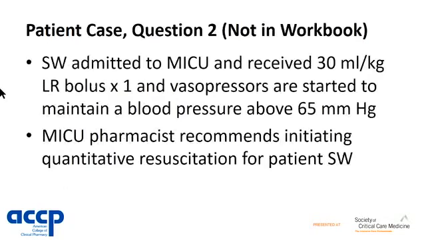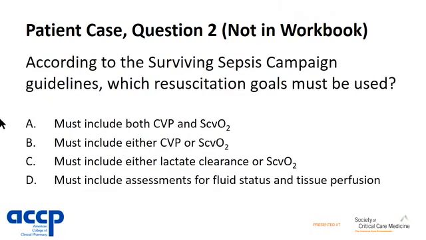We'll talk about resuscitation a little bit, again, by going through a case. So this patient presented to the medical ICU, received 30 milliliters per kilo of LR, and was started on vasopressors to maintain a blood pressure above 65 MAP. You as a MICU pharmacist recommend initiating quantitative resuscitation for the patient. So according to the Surviving Sepsis Campaign, which resuscitation goals must be used?